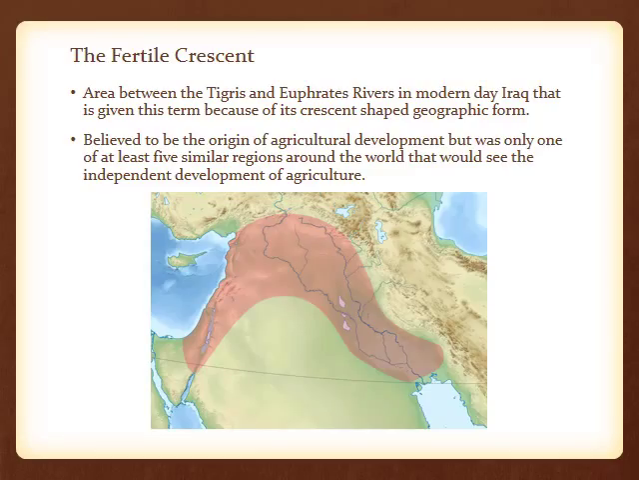The Fertile Crescent, though, is the most important of our civilizations when it comes to the birth of agriculture. This is an area between the Tigris and the Euphrates rivers in modern-day Iraq that is given the term because it's a crescent-shaped geographical form. It's believed to be the origin of agricultural development, but it's also one of at least 5 similar regions around the world that would see independent development of agriculture.